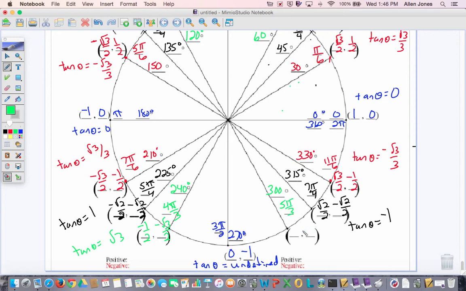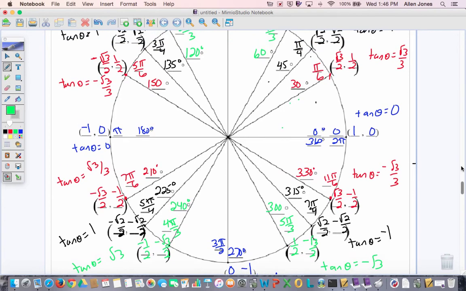And our last angle here to complete our unit circle is 300 degrees, which is 5 pi over 3 radians. Ordered pair, my x of 1/2 is positive. We're down on the y, so my y is negative, negative square root of 3 over 2. And my tangent then, negative y over positive x, is going to be a negative square root of 3.